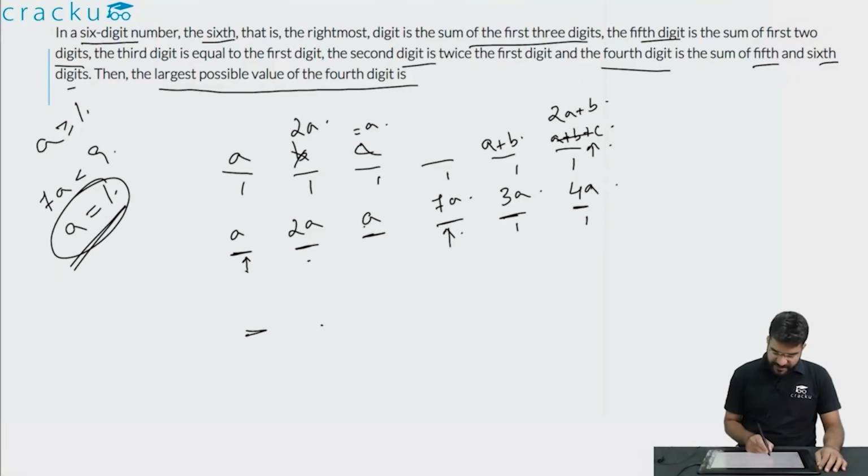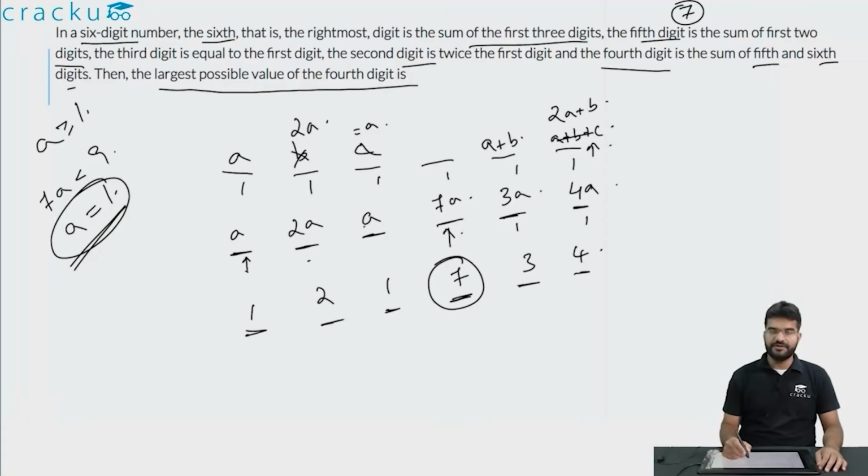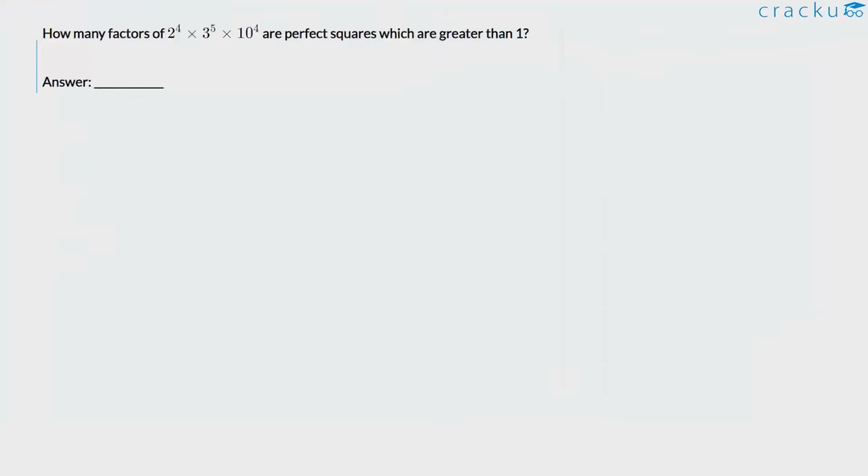Then the 6 digit number that we were discussing will be 1, 2, 1, 7, 3 and 4. And the maximum value of the fourth digit will be 7. This is actually the only possible value of the fourth digit. This is equal to 7.